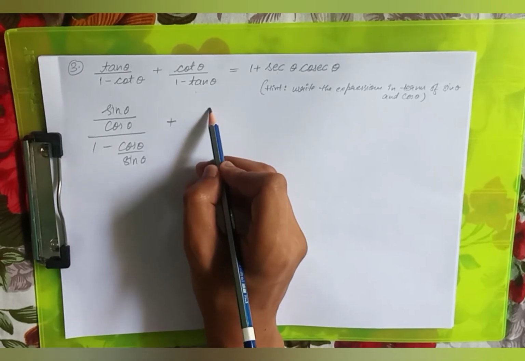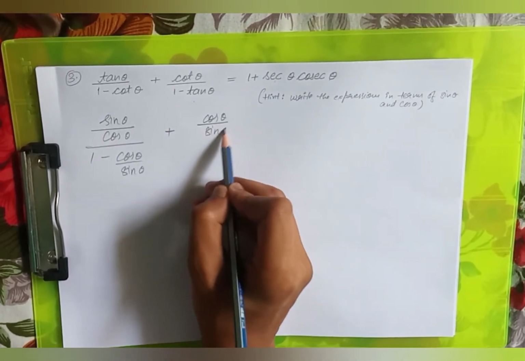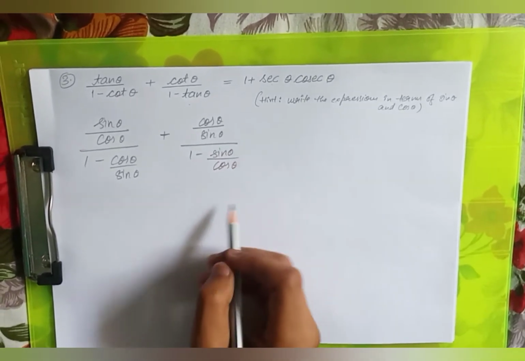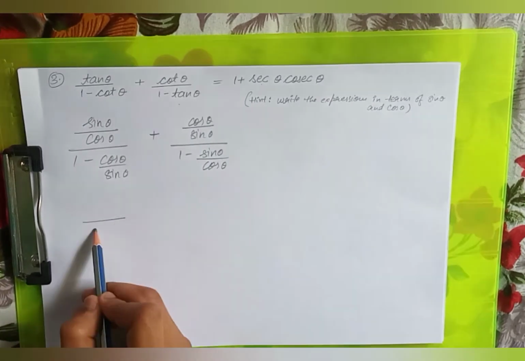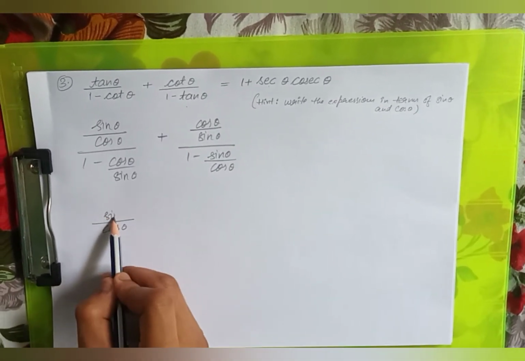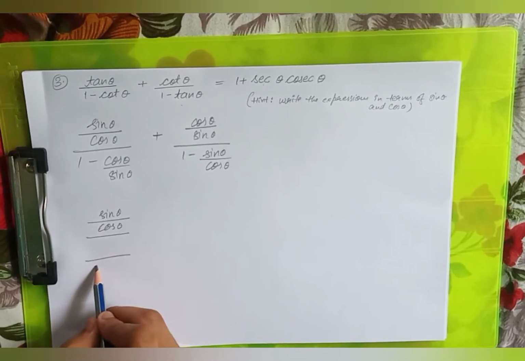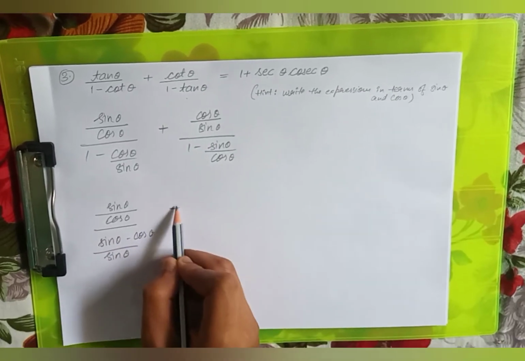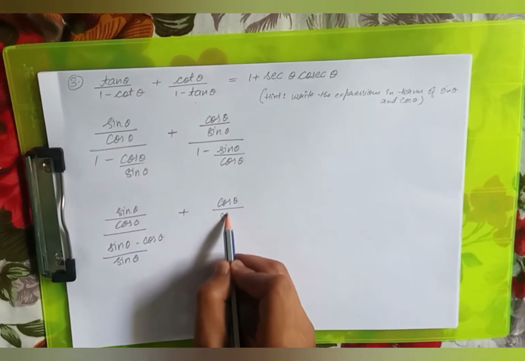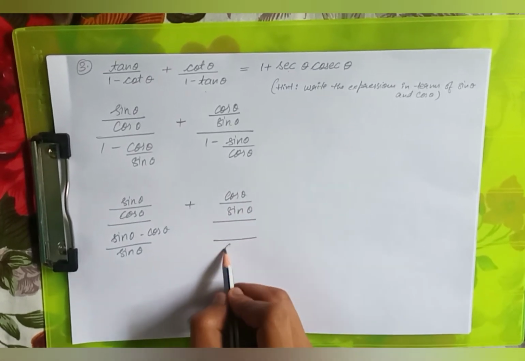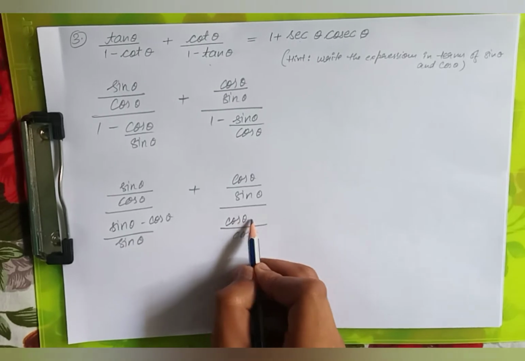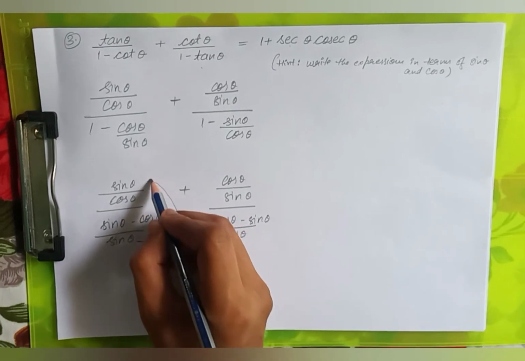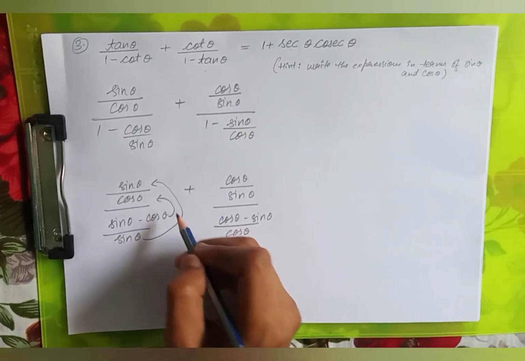Add cot theta is cos theta minus sin theta, and 1 minus tan theta is sin theta by cos theta. By simplifying, cos theta, sin theta, taking LCM from this will become sin theta and sin theta minus cos theta. Now cos theta minus sin theta by sin theta. Now taking LCM, this will become cos theta minus sin theta. Now the last term will go to the first term, and this third term will go to the second term.